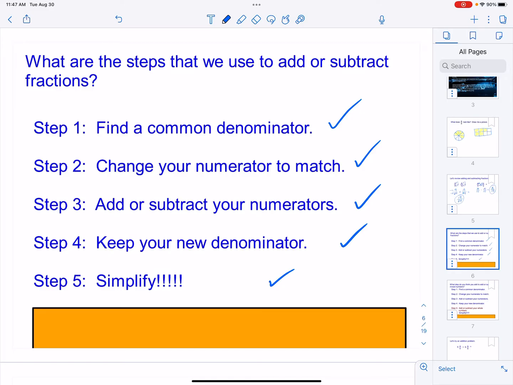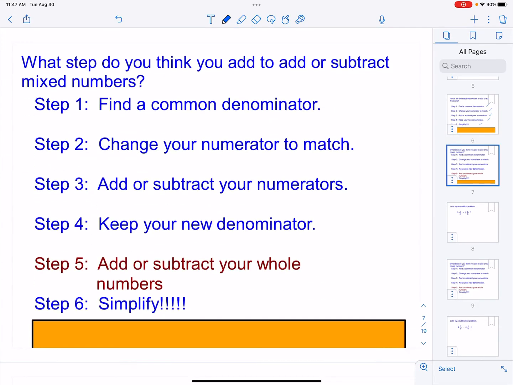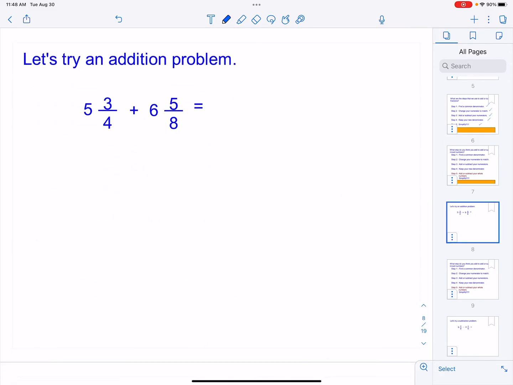Now, what if we had mixed numbers? What would I do differently? Is there any steps I would add to this in order to do mixed numbers? Yes, we have to take care of that whole number on the outside. So that becomes very important. So if we look at this question right here, we're going to do exactly the same thing that we just did on the last one. It's just we've got to deal with one more step, add in the whole parts.